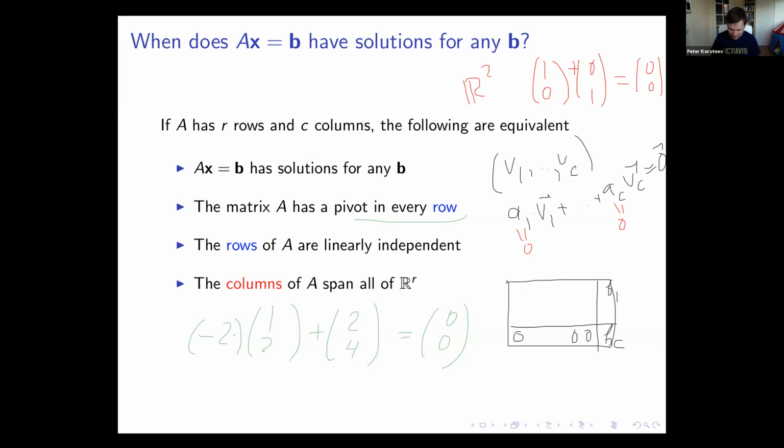And for this to happen, every row has to have a pivot element. So there should be one somewhere, and one in this row, and one in that row, and in all other rows.